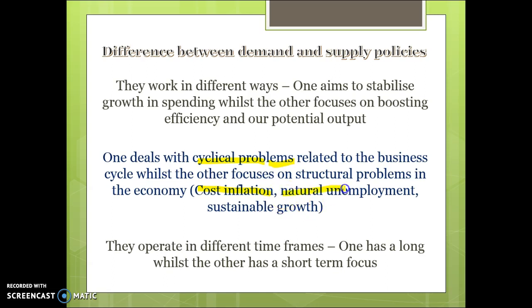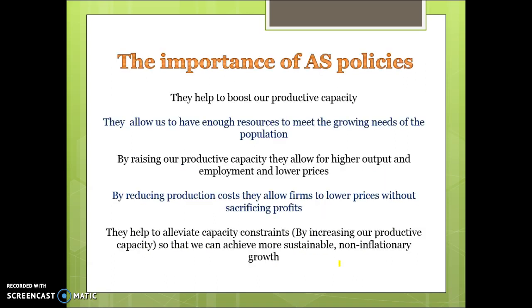It tries to reduce natural unemployment, so reducing structural unemployment by making sure that we're more competitive so jobs aren't going overseas and being outsourced, and trying to achieve sustainable growth. One's about cyclical growth, short term, one's about long-term sustainable growth. And they have different time frames. Supply side policies have a more long-term focus about strong sustainable growth in the long term. Demand side policies are about short-term cyclical variations in the business cycle.